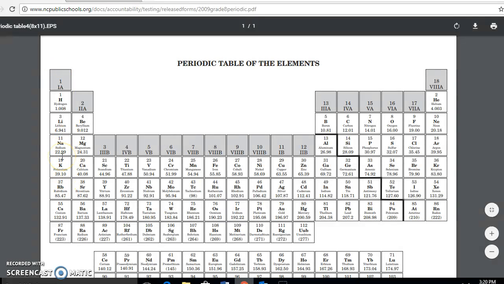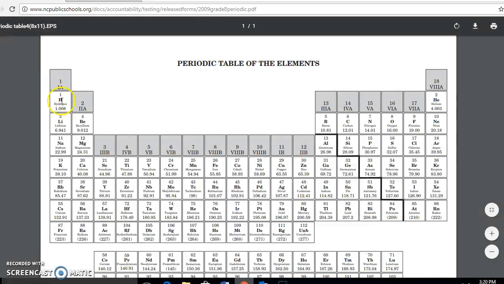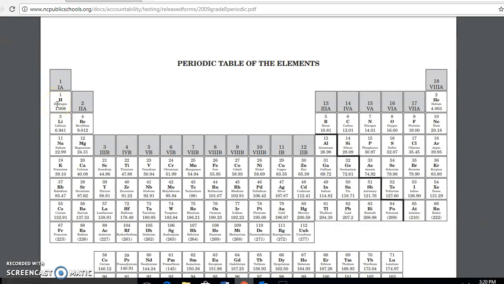They go up and down. Periods, which is our other category, they go horizontal. So they are horizontal rows on the periodic table. They go from left to right. Here is our first period, starting with hydrogen. There's only two elements, hydrogen and helium. That's period one. Here's period two. We have lithium all the way across to neon.